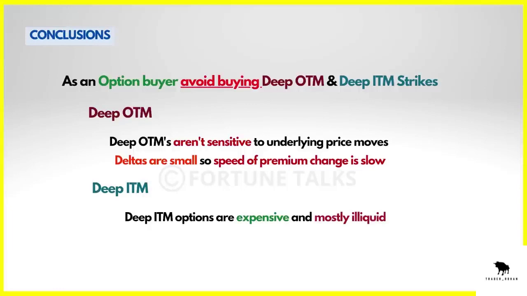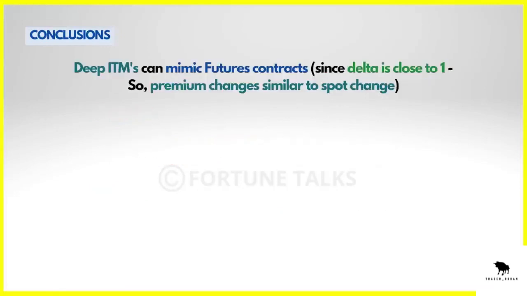Now, deep in the money options are certainly expensive and most of the time illiquid. But since they have a very high delta value, meaning that they are more sensitive to changes in the underlying, we could buy deep ITM options instead of futures contracts for the same underlying for a much lower price.